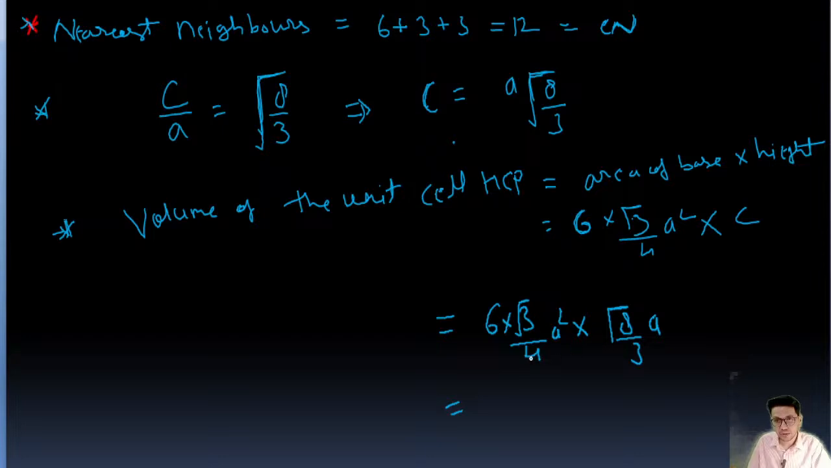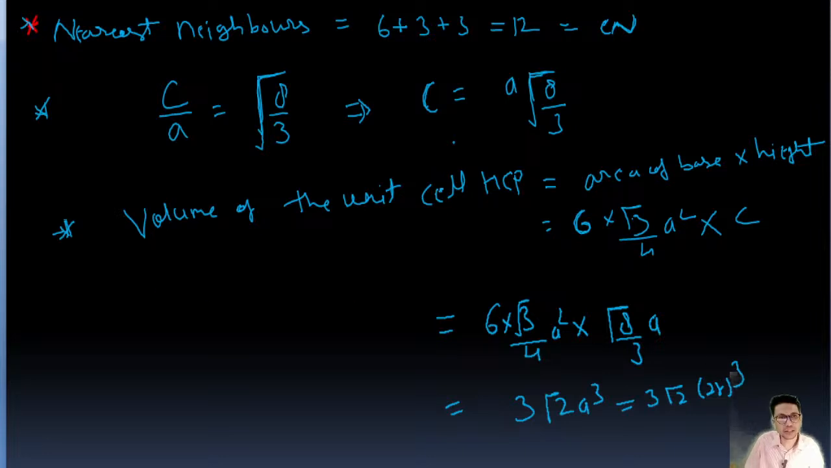2 will get cancelled and 2 will get cancelled, this 3, right? 3 will get cancelled. So this value is going to be 3 root 2 a cube, okay, because this is 2 root 2, guys. 2 will get cancelled, right? And this will get cancelled 2, right? So this is going to be 3 root 2 a cube.